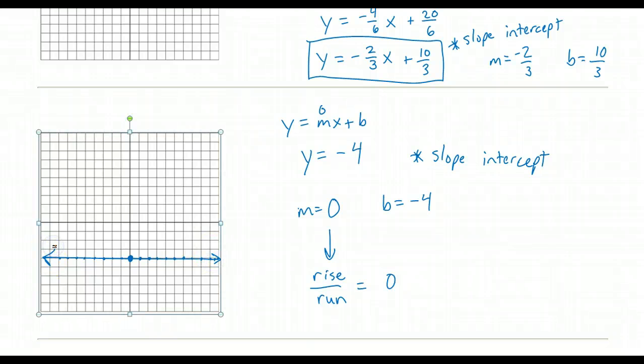Now, if you think of an equation as a rule, this makes sense, because every ordered pair on this line has a y value that is negative 4. The x values will change, but the y value is always going to be negative 4.